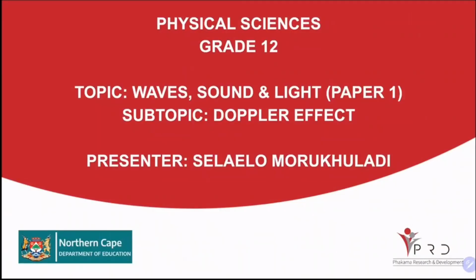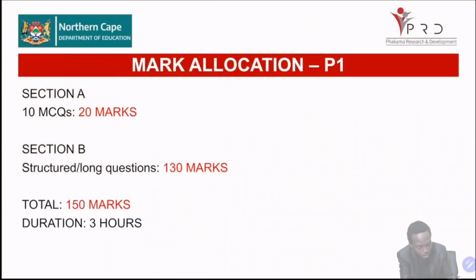So today we are going to continue with our paper 1 revision program. Today's topic is wave, sound, and light, and the subtopic is Doppler effect. So by now you are very familiar with the structure of your question paper. Section A, 10 multiple choice questions, 2 marks each, so the total there is 20. And then your longer structured questions will be 130 marks, all in all making up 150. And this exam will be taken obviously over 3 hours.